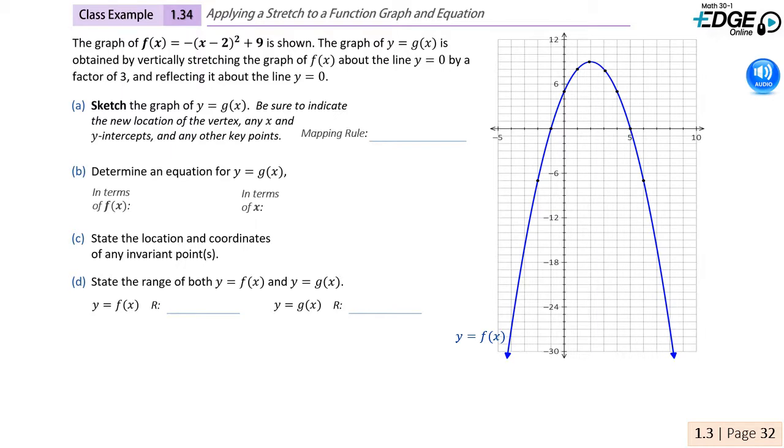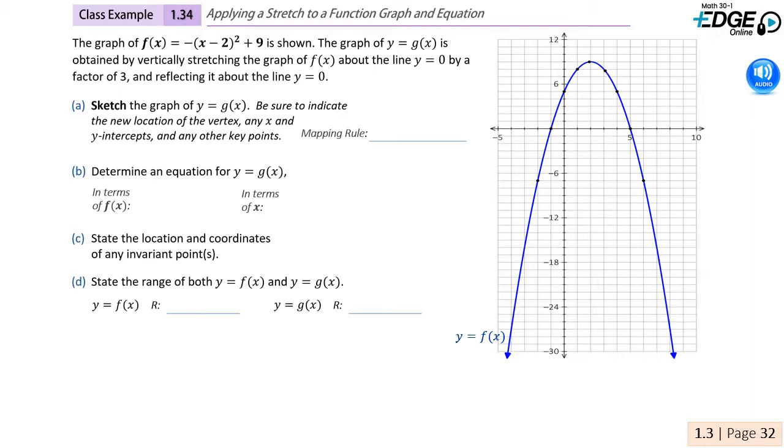So then it says the graph of g of x is obtained by vertically stretching the graph of f of x about the line y equals 0. Well, as a reminder, formally we would often simply say that it will be stretched about the line y equals 0 and will not include the word vertically. But we know it's vertical because the line y equals 0 is the x-axis. And when we stretch about the x-axis, that is always a vertical stretch.